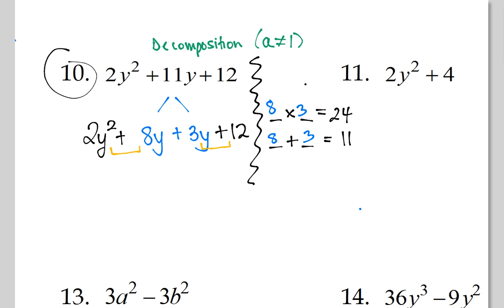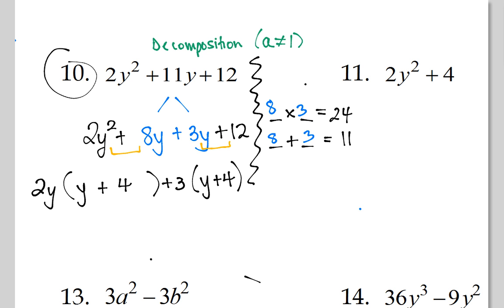What could you take out of the first pair? 2y. Good. Take out 2y. What are you left with? Y plus 4. Good. Now what can you take out of the second pair? A positive 3. And you need to write that positive 3. What happens when you take a 3 out? Y plus 4. Now what do they have in common? Y plus 4. And then you have 2y plus 3.